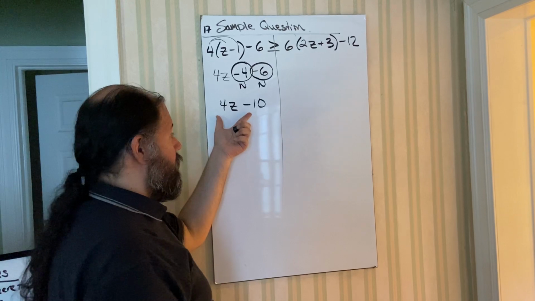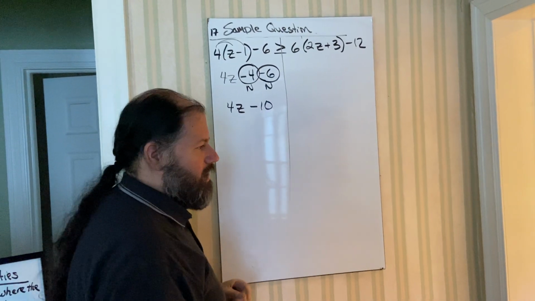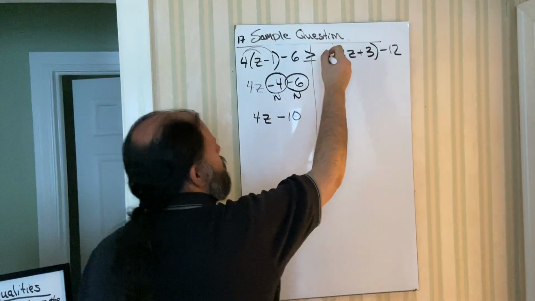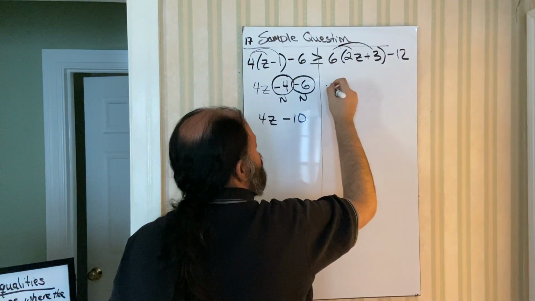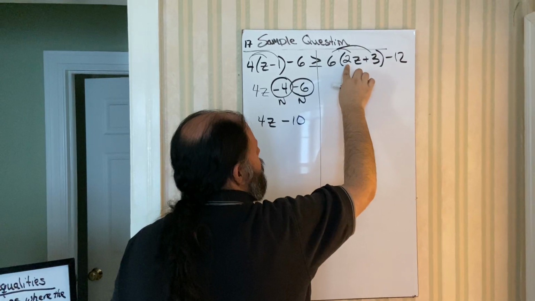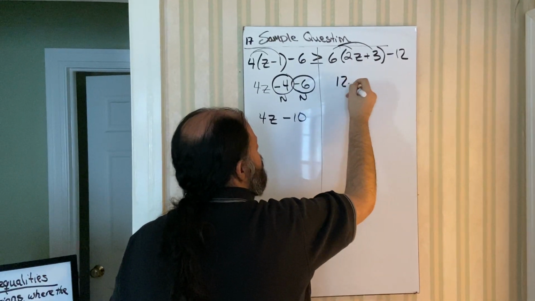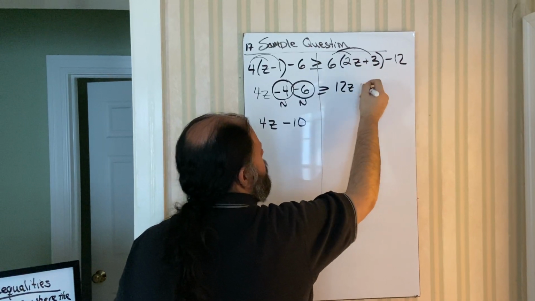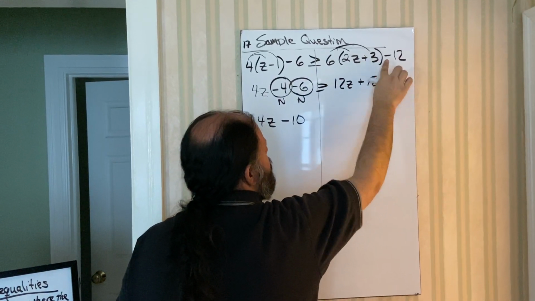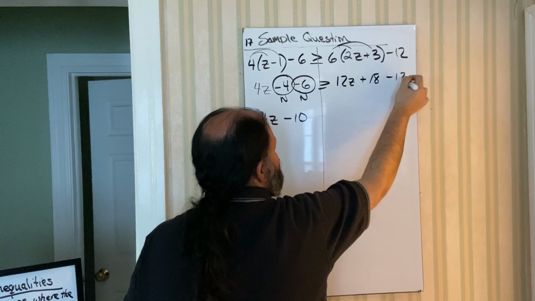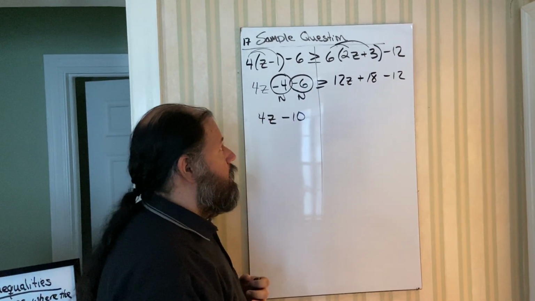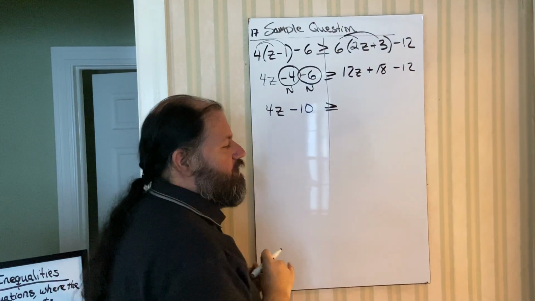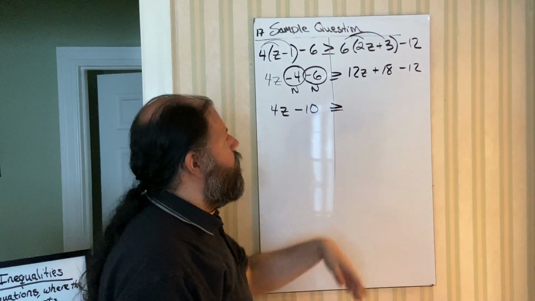Now that I'm done on the left, ask yourself the same 2 questions on the right. Do you have any parentheses first? If yes, distribute. So then we have 6 times 2 is 12z. 6 times 3, 18. Outside the parentheses, bring it down. Okay. Notice I'm just going to keep on bringing down this symbol. You don't have to worry about switching it until the dividing step.